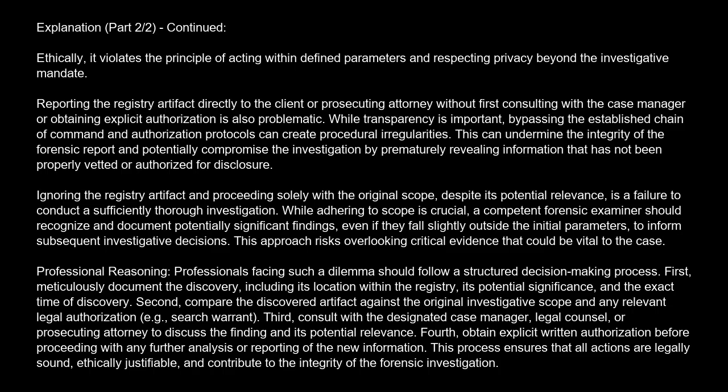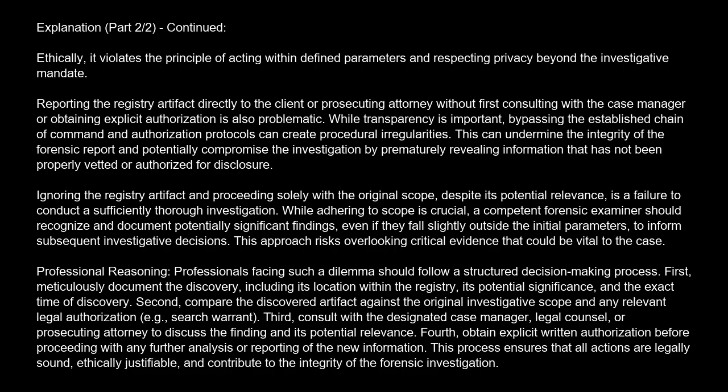Ethically, it violates the principle of acting within defined parameters and respecting privacy beyond the investigative mandate. Reporting the registry artifact directly to the client or prosecuting attorney without first consulting with the case manager or obtaining explicit authorization is also problematic. While transparency is important, bypassing the established chain of command and authorization protocols can create procedural irregularities. This can undermine the integrity of the forensic report and potentially compromise the investigation by prematurely revealing information that has not been properly vetted or authorized for disclosure.